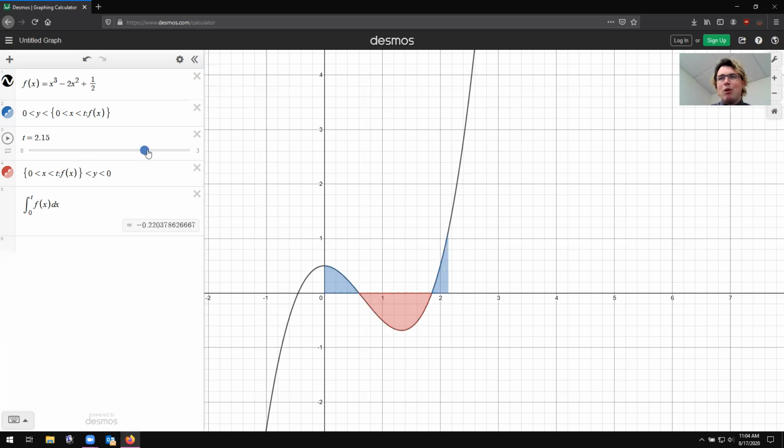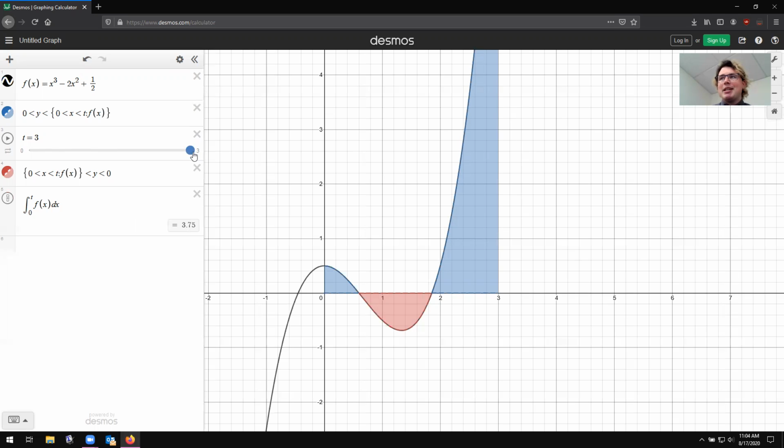If I put more and more area here, I get a positive number for my area. So now I'm at positive 0.25, and I can just make that bigger and bigger as I select more of the area above the x-axis. Again, this is one of those demonstrations that I think is really cool to see on Desmos rather than just drawing it on a whiteboard and leaving it as a static image.